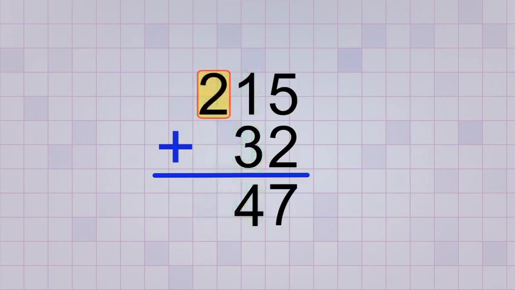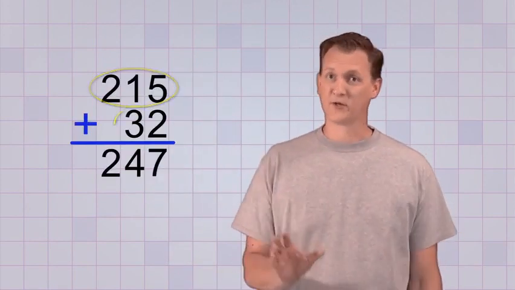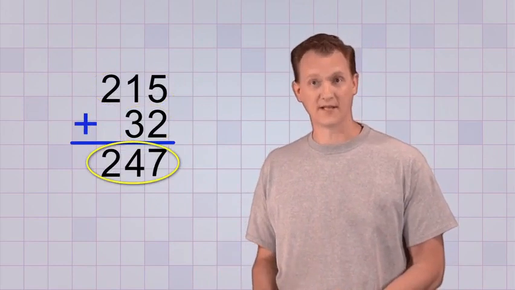But there's only one digit there, so we don't really have to add it. We just bring the 2 down to our answer like this. Of course, we could add the 2 to the 0 that we imagined there as a placeholder, but 0 plus 2 will just give us 2 also. There, 215 plus 32 equals 247.